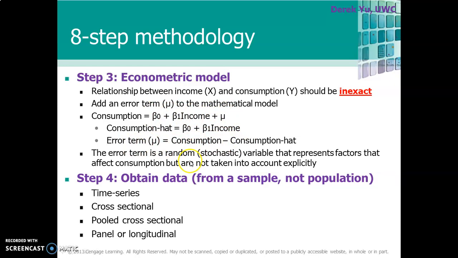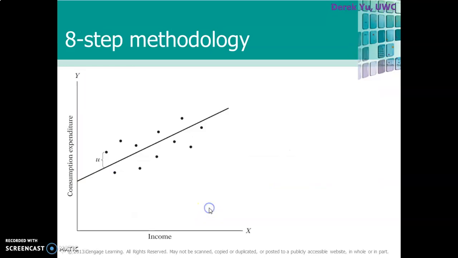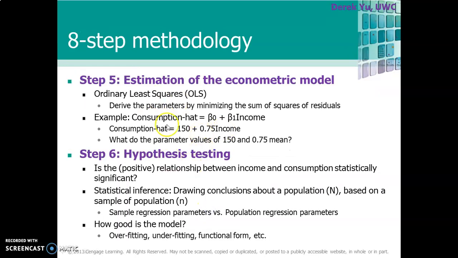Okay? An error term represents the factors that are not taken into account. In other words, error term actually includes the omitted explanatory variables. Okay. More on that in the next chapter. And then the data, 4 types of data, I will talk about that later. And then we use the regression. We use the OLS method to derive the regression parameters.